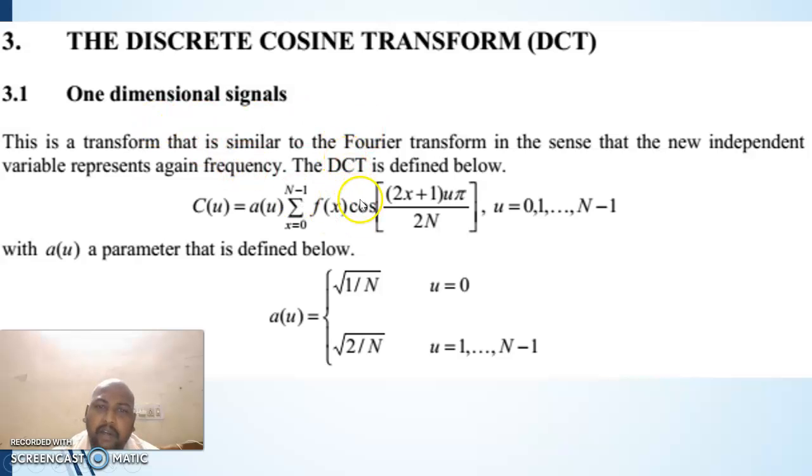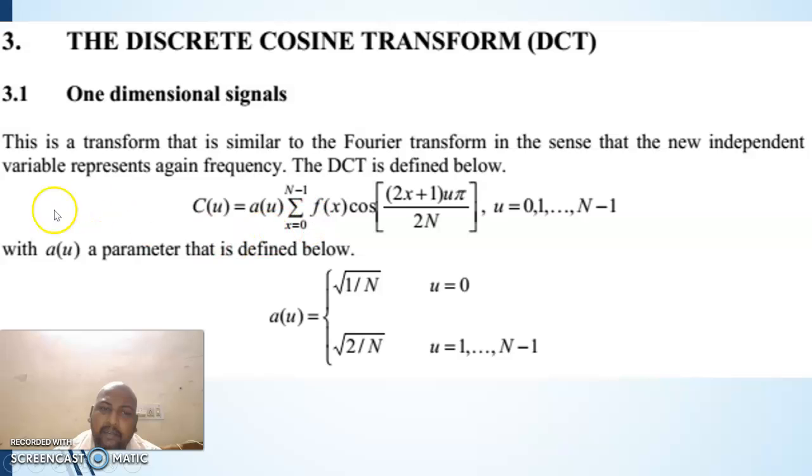When we expand the Fourier complex term e power j theta, we get cos theta minus j sin theta, where cos is the real function. So the DCT transfer function is framed with the real component of the basis function. That is the speciality of this discrete cosine transform.